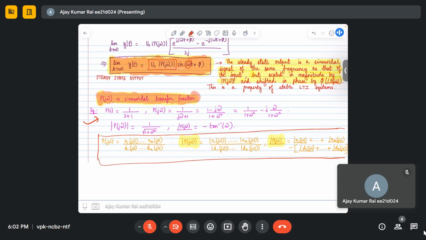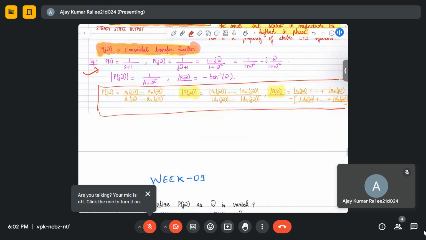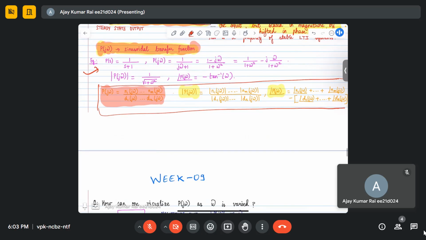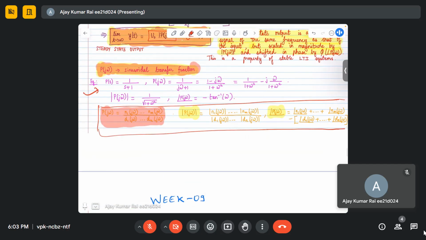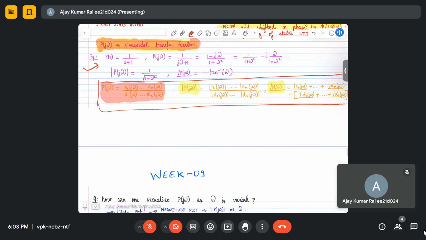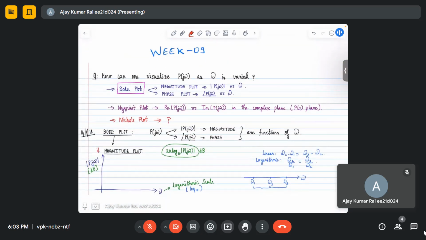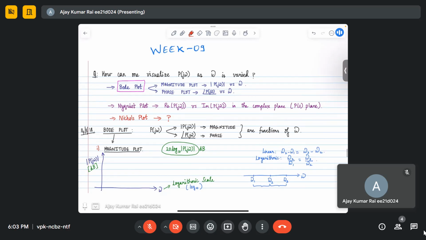And P(j omega) is the sinusoidal transfer function. And how to find the magnitude? We have seen a common representation of this sinusoidal transfer function, like numerator divided by denominator, so we individually take the magnitude. How we take the angle is similar to that. Here it shows the magnitude and the angle. In this week we are seeing the Bode plot, how to visualize this sinusoidal transfer function with respect to omega.